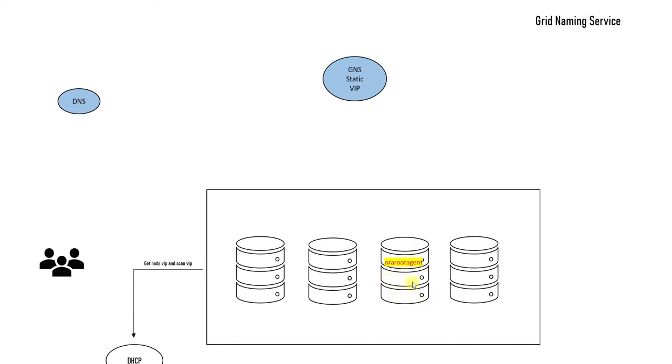So what will happen is when the Oracle root agent starts, it will ask the DHCP for the node virtual IP, because the virtual IP is a cluster resource, and the scan virtual IP. Now DHCP has the IP address range to lease, so it will provide that IP address to the root agent. Now it has the IP, and it will pass that IP address down to the GNS.